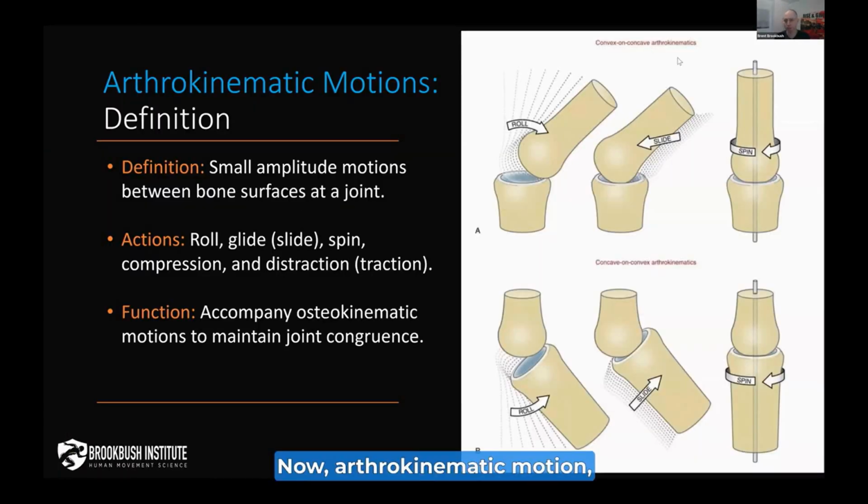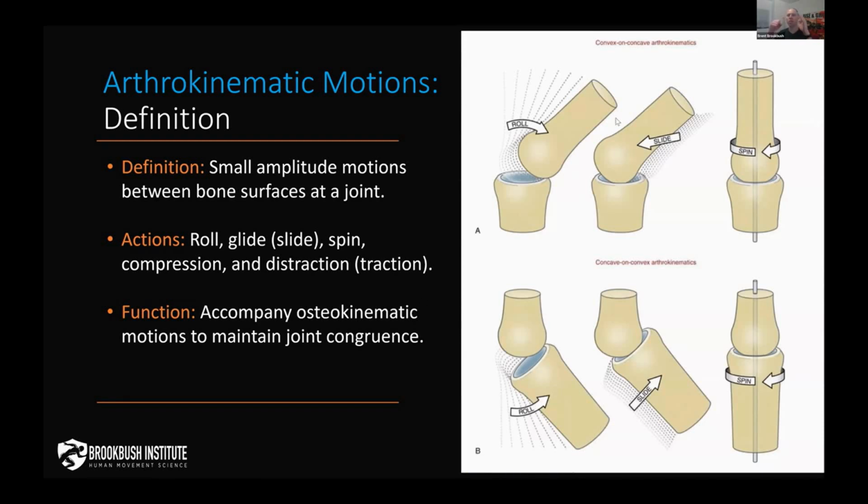Now, arthrokinematic motion always tends to get students a little mixed up, but all we're talking about is the small motions that help keep joint surfaces congruent. There are only a few of them. People tend to get really confused about these as if there's a bunch, kind of like the osteokinematic joint actions, which are abduction, adduction, internal rotation, external rotation. But these are the smaller motions: roll, glide, spin, and distraction, right? That's all that we can do.